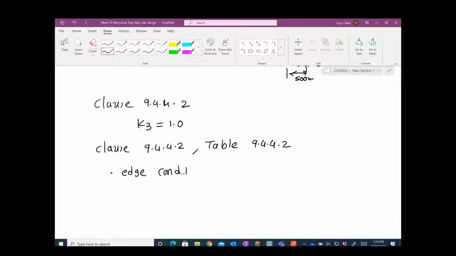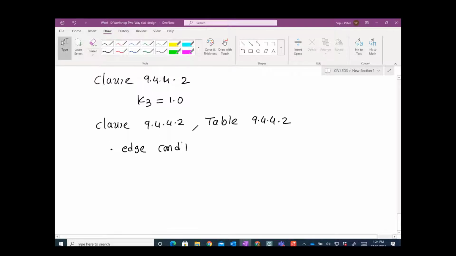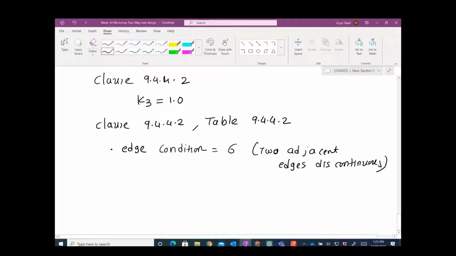The edge condition that we're going to use is 6. Edge condition number 6. What is edge condition 6? Meaning 2 adjacent edges discontinuous. Right, so that's all good. We have edge condition 6, with 2 adjacent edges discontinuous.